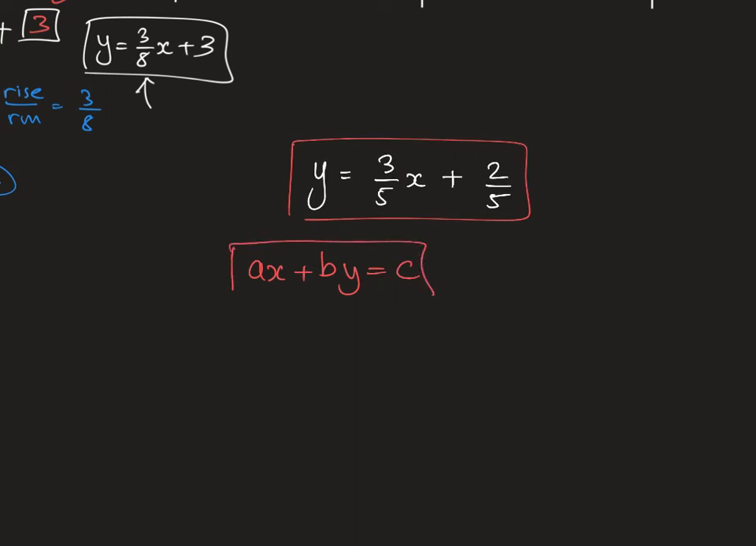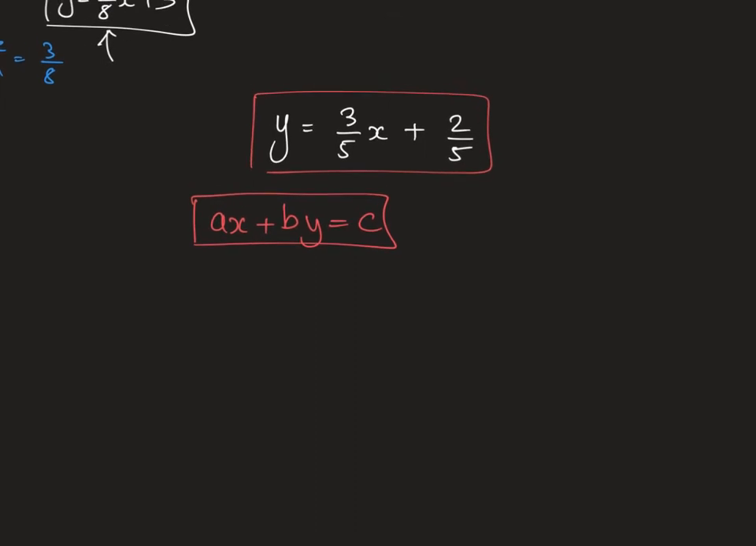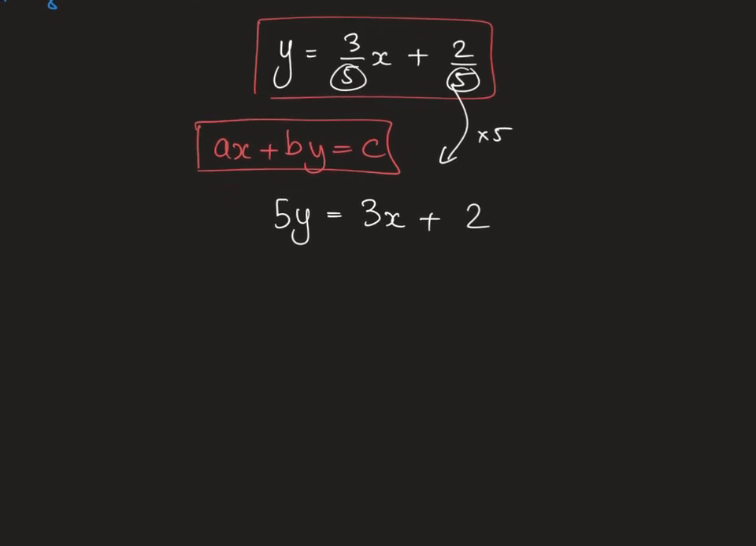Okay, they might give it in that form where a and b and c are integers. Well, in this case, if we've got this graph here, what we can do is multiply this entire graph by 5. What that will do is get rid of the 5s on the bottom. So what we'll have here is 5y is equal to 3x plus 2, because it's got rid of the 5s at the bottom.